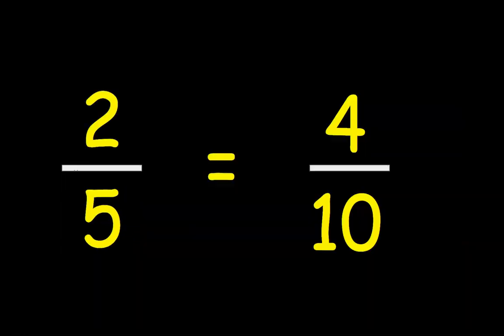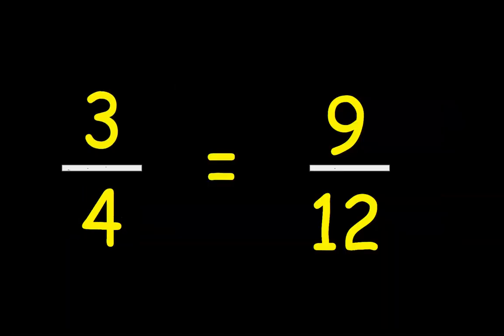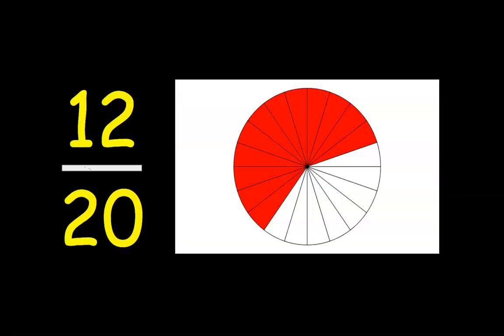So it's basically, whenever you take a fraction and you multiply it by the same number at the top and the bottom, you're actually multiplying just by 1. And you know that when you multiply anything by 1, it stays the same.